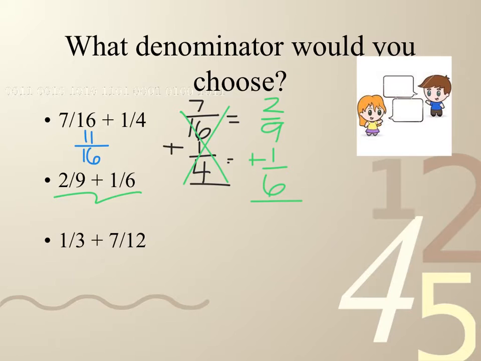The second question to ask yourself is, do they share a factor other than 1? I know that they do because both 9 and 6 can be divided by 3. What that factor is really doesn't matter. It just tells me that I should list out the multiples to find the least common denominator. So I'm going to come down here to the bottom because I'm running out of room, and I'm going to list the multiples of 9 and 6.